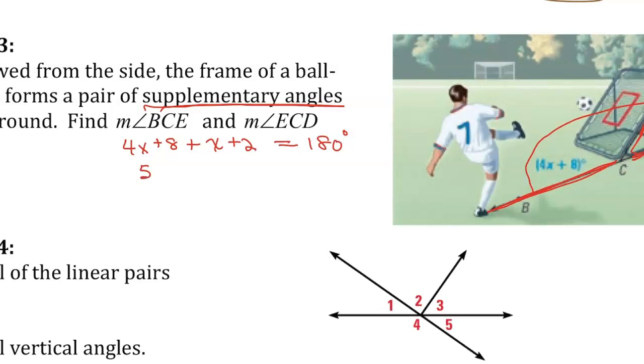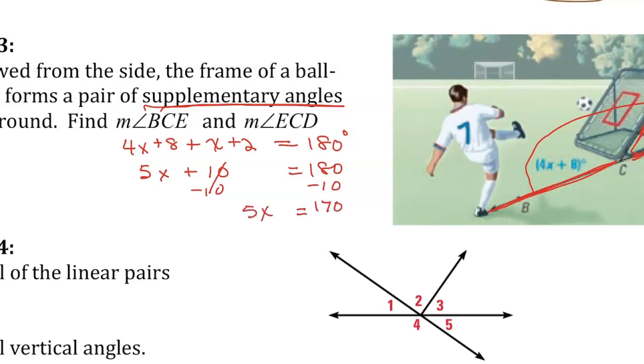Add your x's together, 4x and a 5x, so I'm adding common terms. 8 and 2 equals 180. Keep your equal signs lined up. Subtract 10, gone. Subtract 10, keep your equal signs lined up.